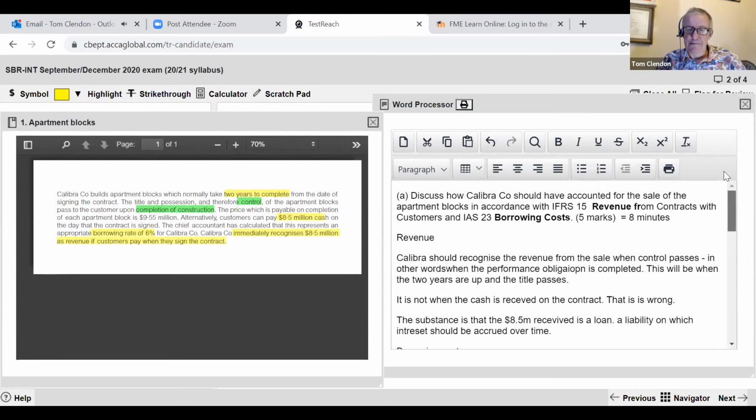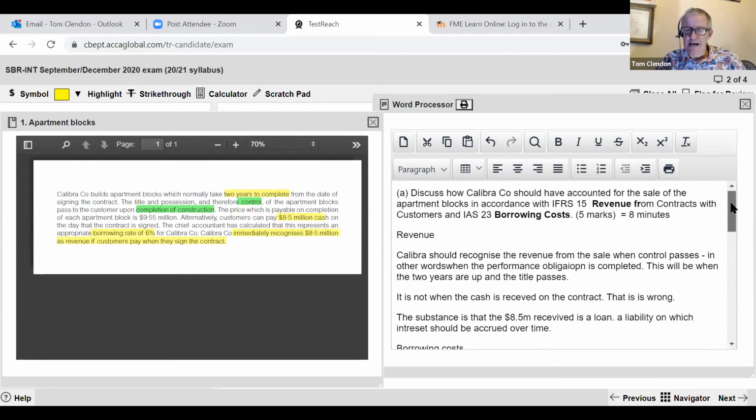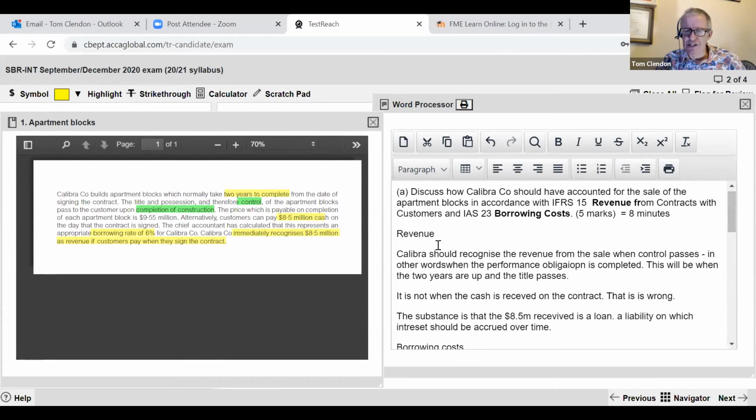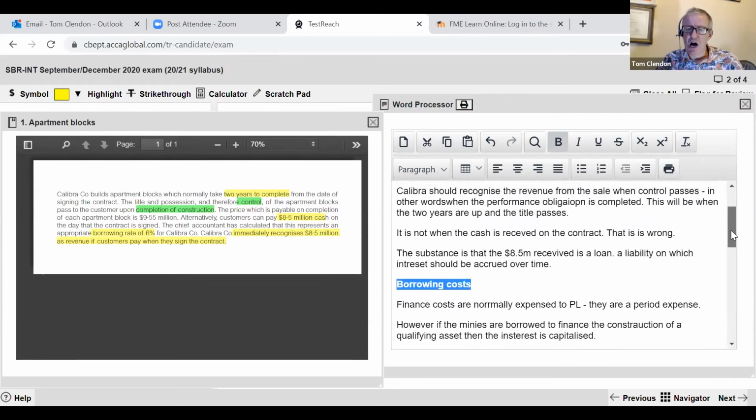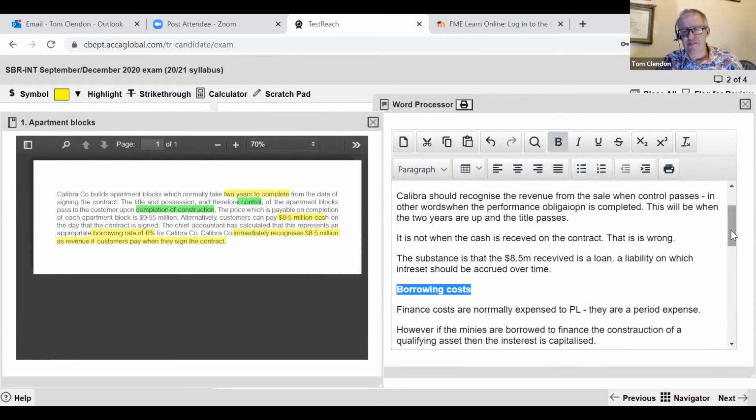This answer, I'm not gonna play with. All right. When I look at this answer, I've given it a little subheading of revenue, and I've given it a little subheading of borrowing costs, because there are 2 parts to the 5-mark question. Most of the marks, 3 marks, I'm suggesting, would be for the revenue, and 2 marks would be for the borrowing costs. I would like to think this is worth 5 out of 5. If I was harsh, maybe 4 out of 5.